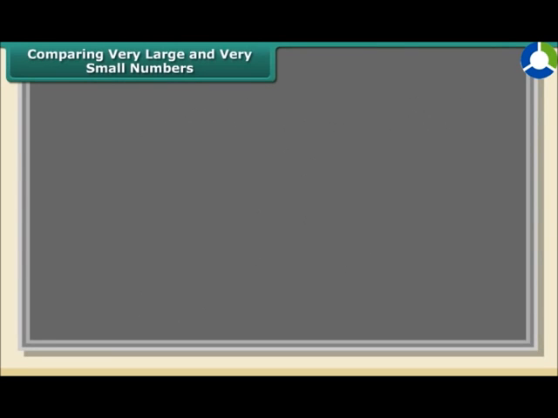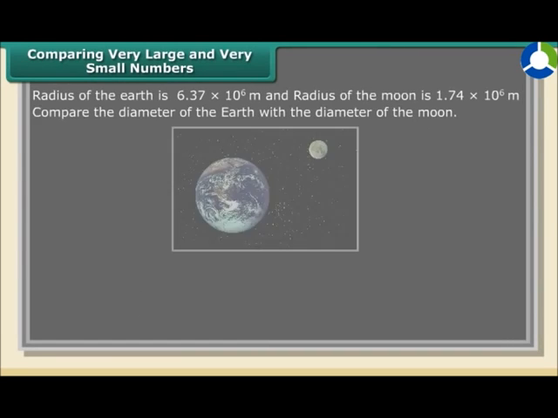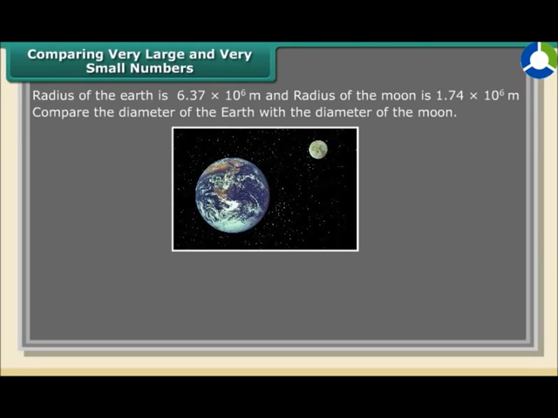Comparing very large and very small numbers. Radius of the Earth is 6.37 into 10 raised to the power 6, and radius of the Moon is 1.74 into 10 raised to the power 6. Compare the diameter of the Earth with the diameter of the Moon. Diameter of the Earth is equal to 12.74 into 10 raised to the power 6 meters. Diameter of the Moon is equal to 3.48 into 10 raised to the power 6 meters.